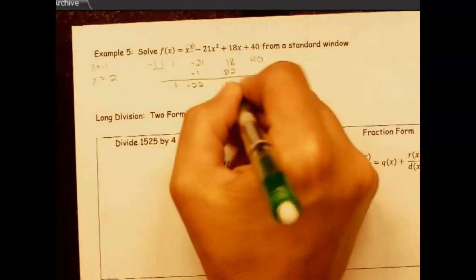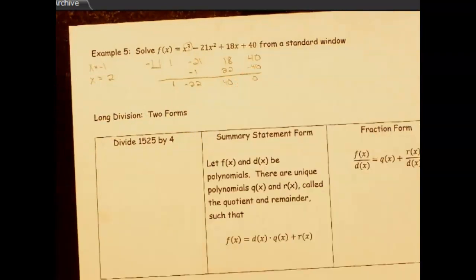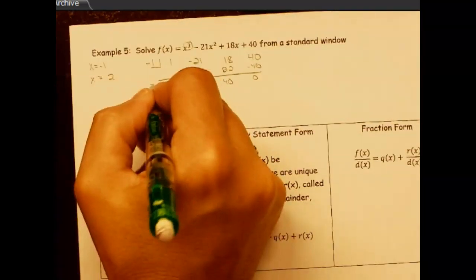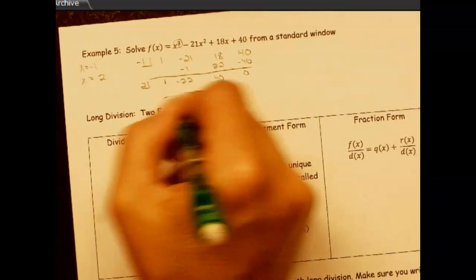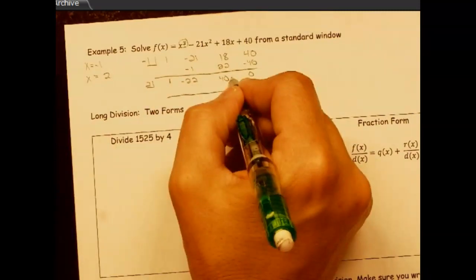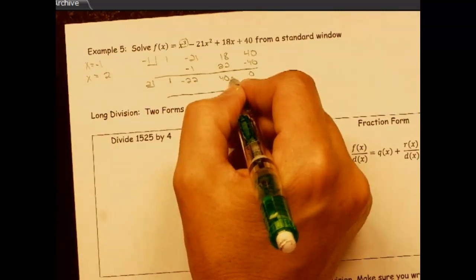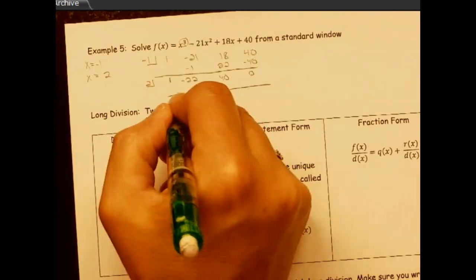This would be 40. Negative 40 is 0. Okay? Now what I'm going to do is take that and synthetically divide by 2, because right now this is still a quadratic. Maybe I can factor it, maybe I can't, but let's use synthetic division.